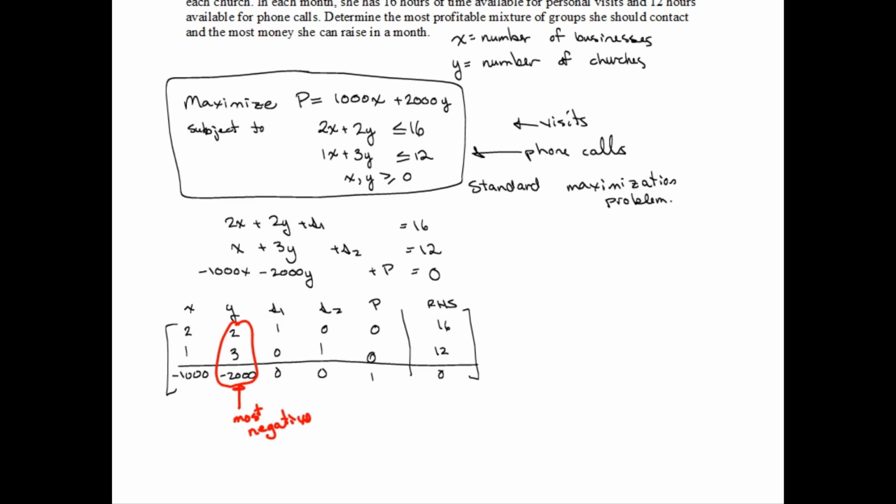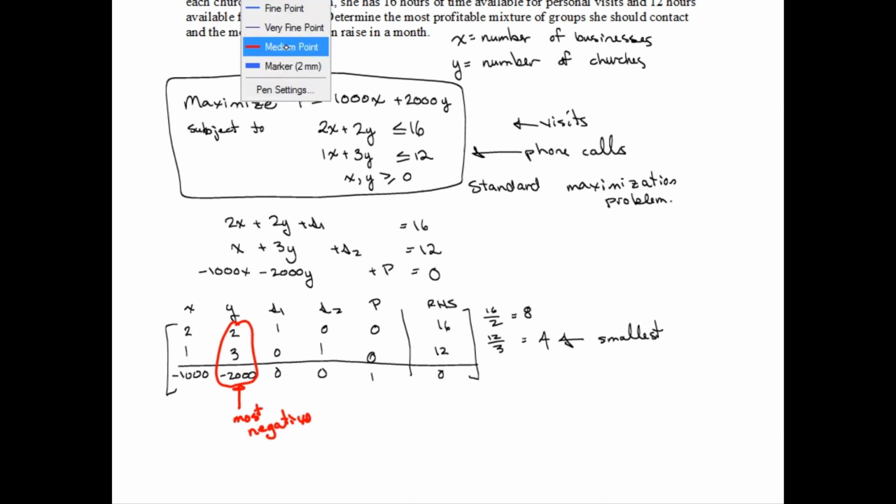Now I move to the right side and calculate my quotients. 16 over 2 is 8. The last one, 12 over 3 is 4. This one is the smallest. Remember, we do not calculate a quotient for the bottom row, nor do we calculate a quotient for any negative numbers in the pivot column. So that means we're going to pivot here.